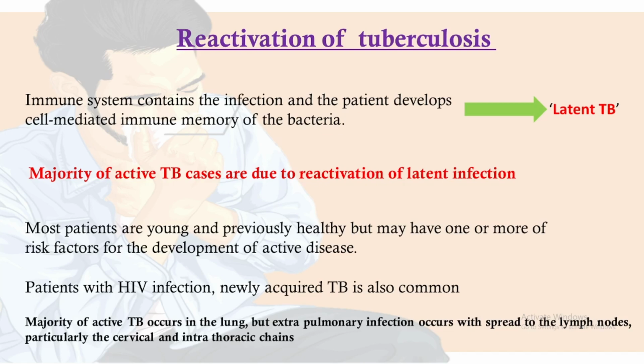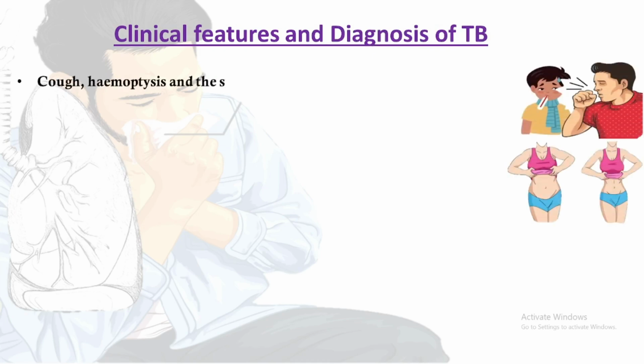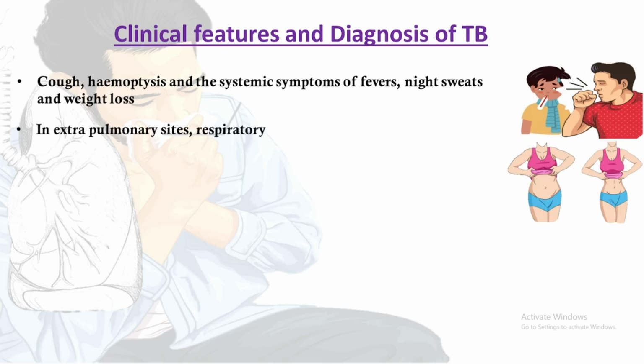Let's move to the clinical features and diagnosis of TB. The cardinal symptoms of TB are cough, hemoptysis, and the systemic symptoms of fever, night sweats and weight loss. However, in extrapulmonary sites, respiratory symptoms are often absent and the systemic symptoms are often ignored by patients and medical practitioners most of the time.